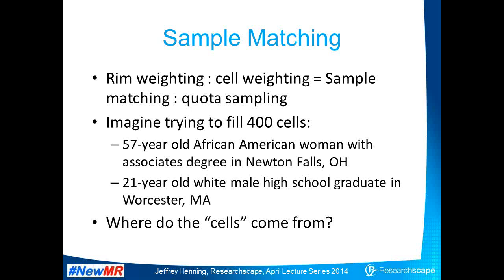So you're looking at recruiting a 57-year-old African-American woman with an associate's degree in Newton Falls, Ohio, a 21-year-old white male high school graduate from Mass, and 390 cells like that. So very detailed cells. Now you might imagine, well, how am I going to come up with such cells? Where do these cells come from?